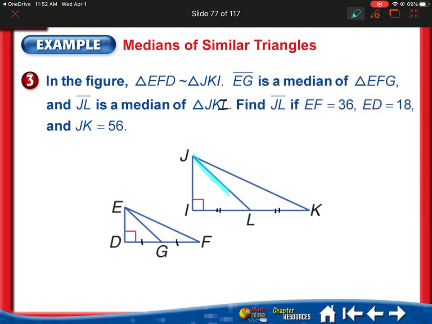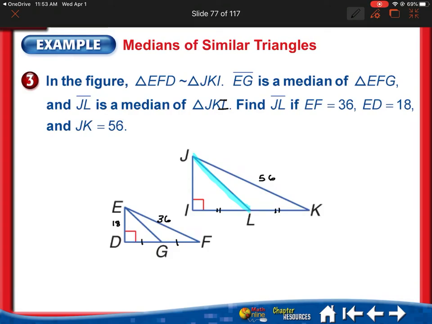So let me highlight the segment we need to find. We need to find that segment. Now let's label everything that we know. E to F is 36. E to D is 18. J to K is 56.